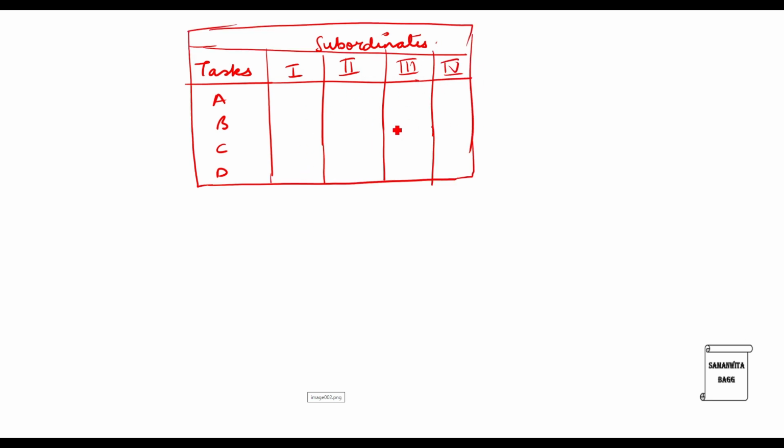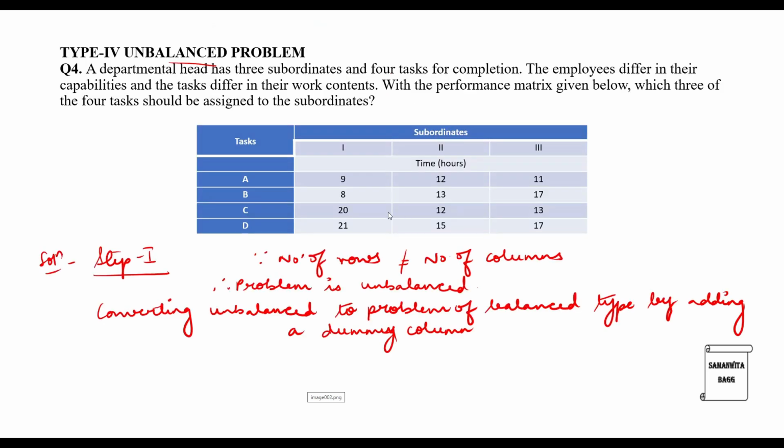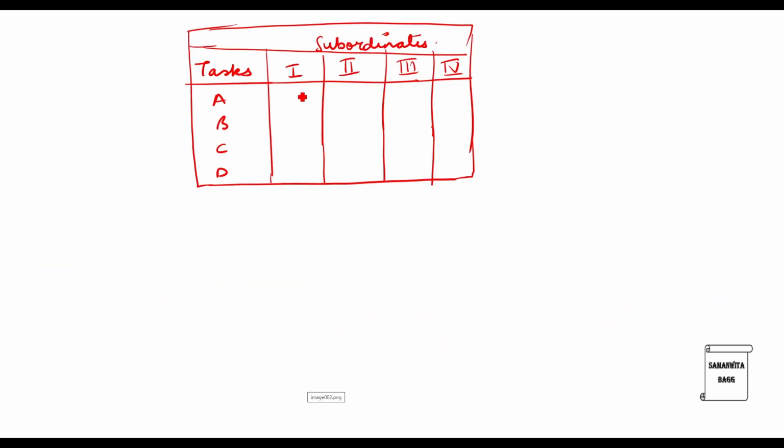For the first 3 columns, I am going to copy the values as they are from here. So this is 9, 12, 11, 8, 13, 17. This is 20, 12, 13. This is 21, 15, 17. Now since this is a dummy one which we have added, we cannot allocate any value from our side as we would then change the problem. So what I can write is 0.